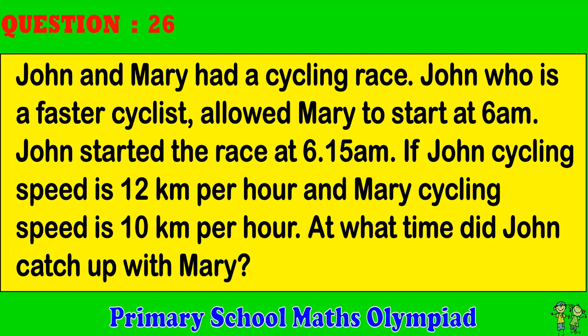Question 26. John and Mary had a cycling race. John, who is a faster cyclist, allowed Mary to start at 6 a.m. John started the race at 6:15 a.m. If John's cycling speed is 12 kilometers per hour and Mary's cycling speed is 10 kilometers per hour, at what time did John catch up with Mary?